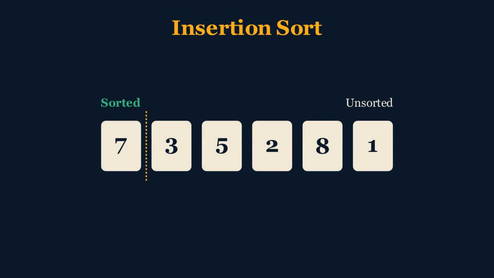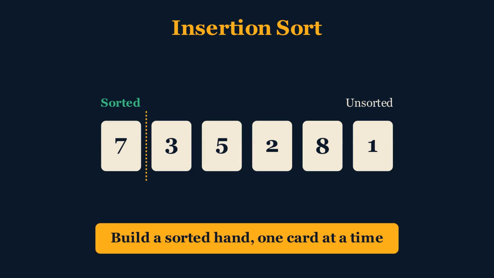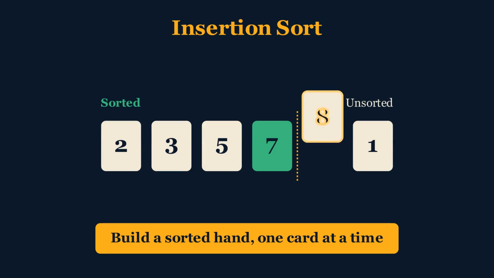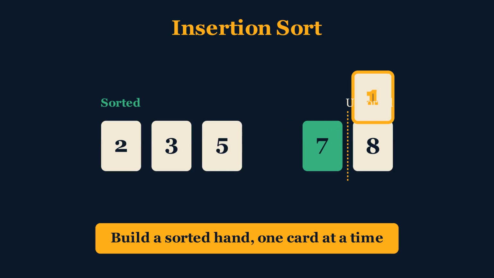Now insertion sort. And this one will feel familiar. Ever sorted a hand of playing cards? You pick up 1 card at a time and slide it into the right place. That's exactly this. We treat the first element, 7, as already sorted. Pick the next card, 3. It's smaller than 7, so it slides in before it. Pick 5. It goes neatly between 3 and 7. Pick 2. Now we shift the bigger cards right to make room and drop 2 into place. Each new element finds its home in the growing sorted hand.